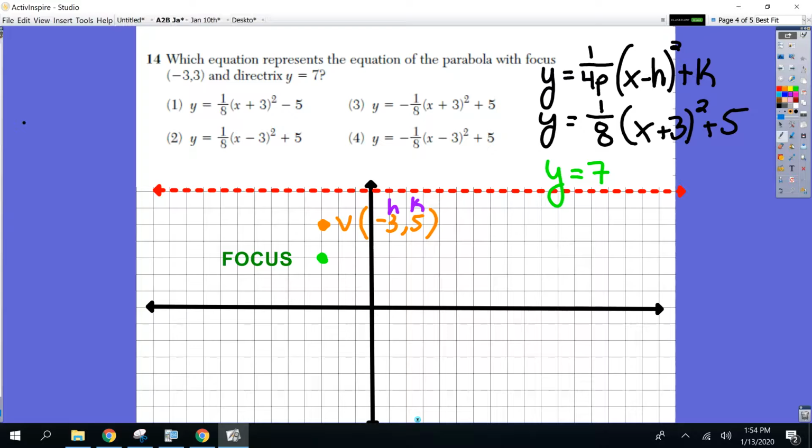But the parabola never crosses the directrix. So is this going to open up or down from the vertex? Down. And what did we talk about on Friday? If it opens down, it's got to have a negative in front. There you go. Maybe these tests are nice after all.